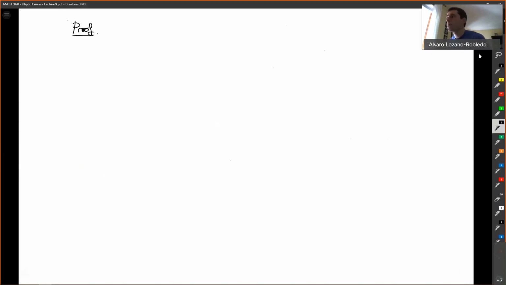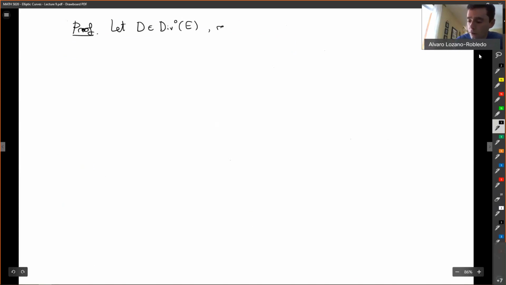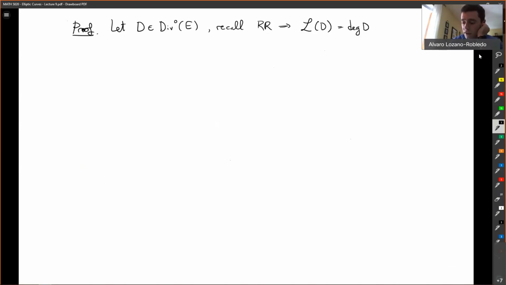So here's the proof. Let D be a divisor on E. And recall that Riemann-Roch, because E is an elliptic curve, so it's genus one, tells us the dimension of the L space of D will be the degree of D, as long as the degree of D is bigger than zero.